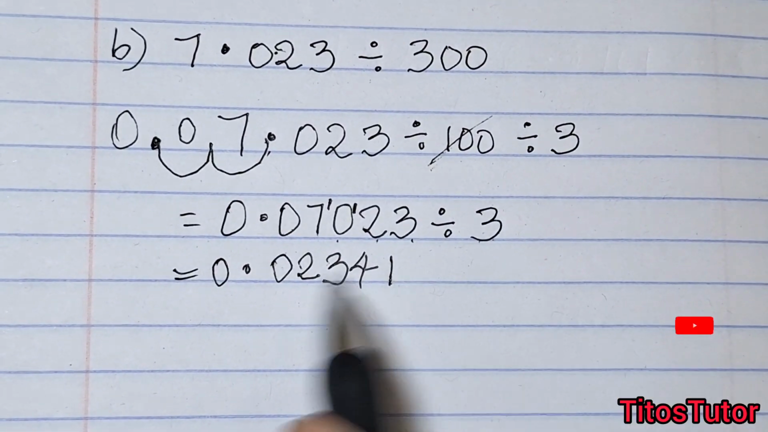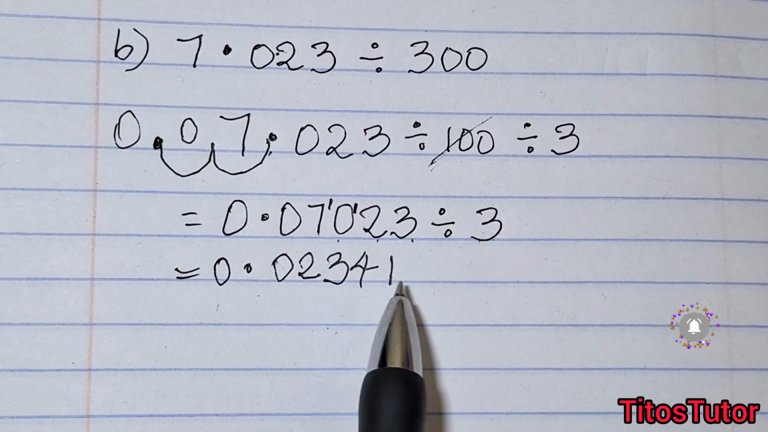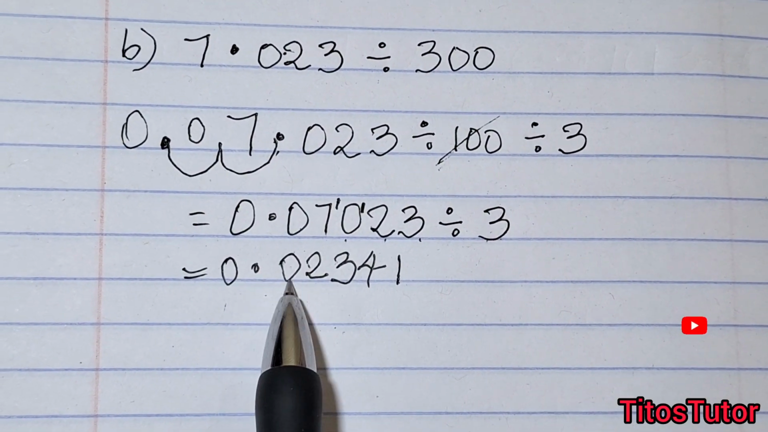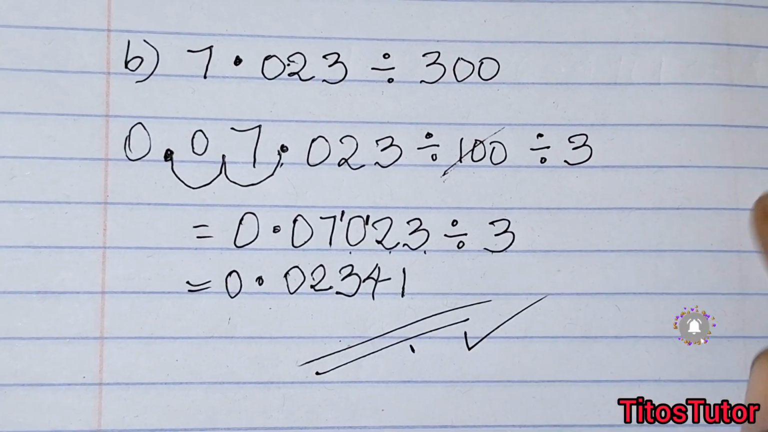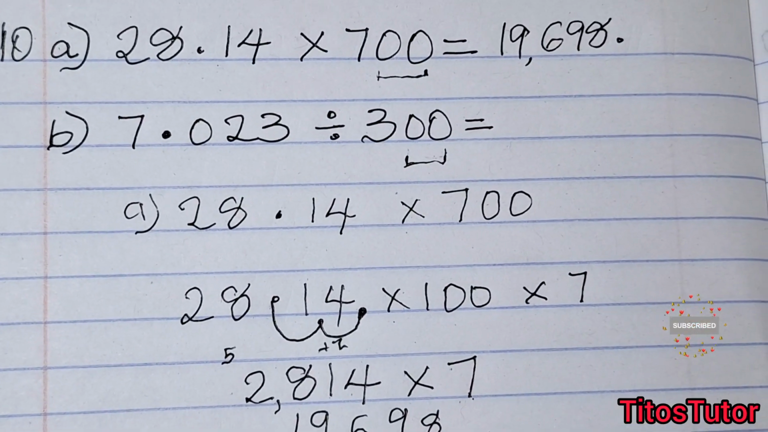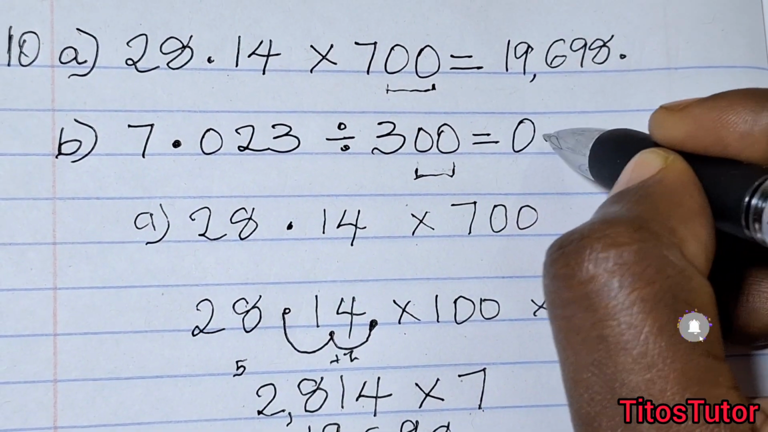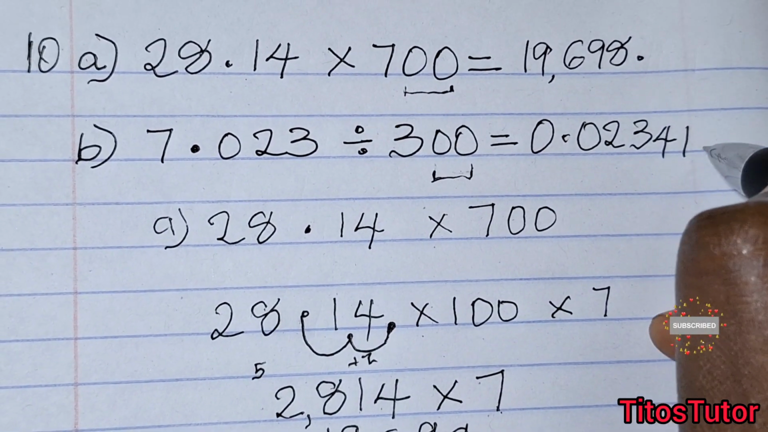My final answer is 0.02341. 0.02341 is my final answer, and I'm done. So I come here and I write 0.02341, final answer.